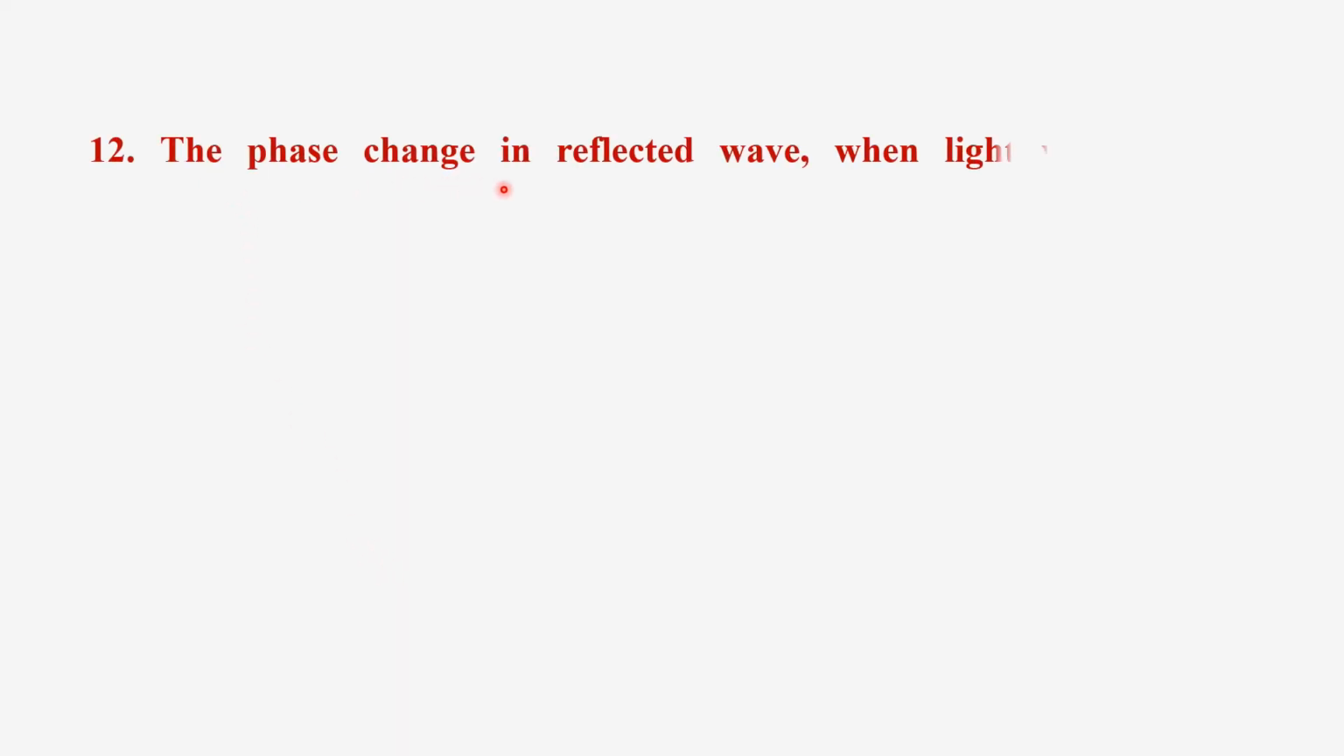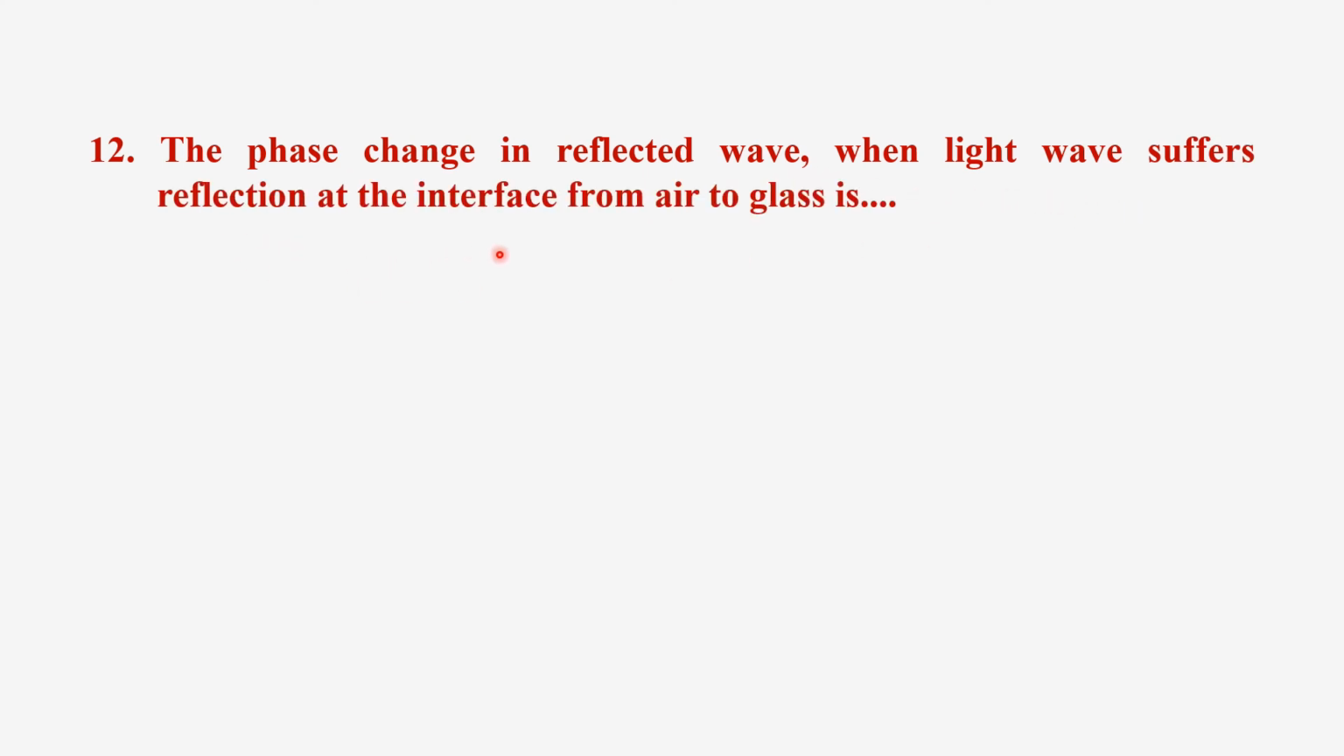The phase change in the reflected wave when a light wave suffers reflection at the interface from air to glass is 0, pi by 2, pi, or 2 pi. Here the phase change is pi. So the phase change in the reflected wave when a light wave suffers reflection at the interface from air to glass is pi. Okay.